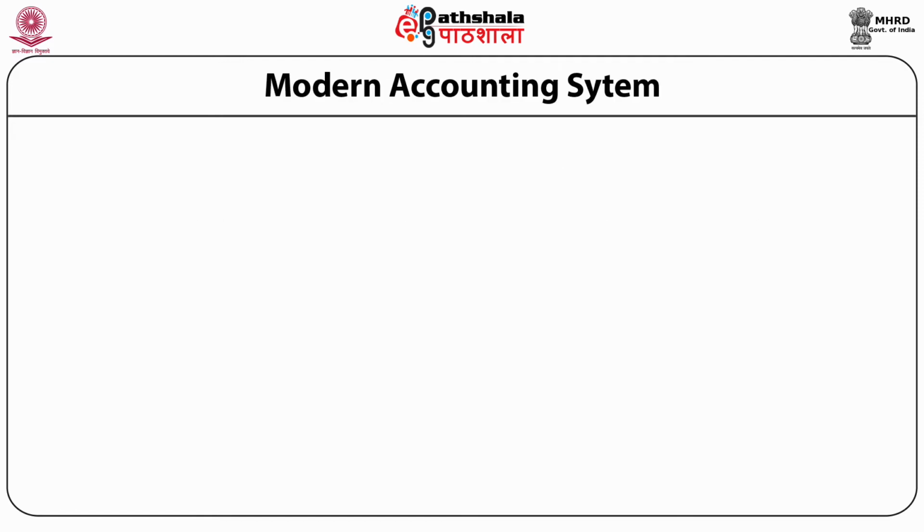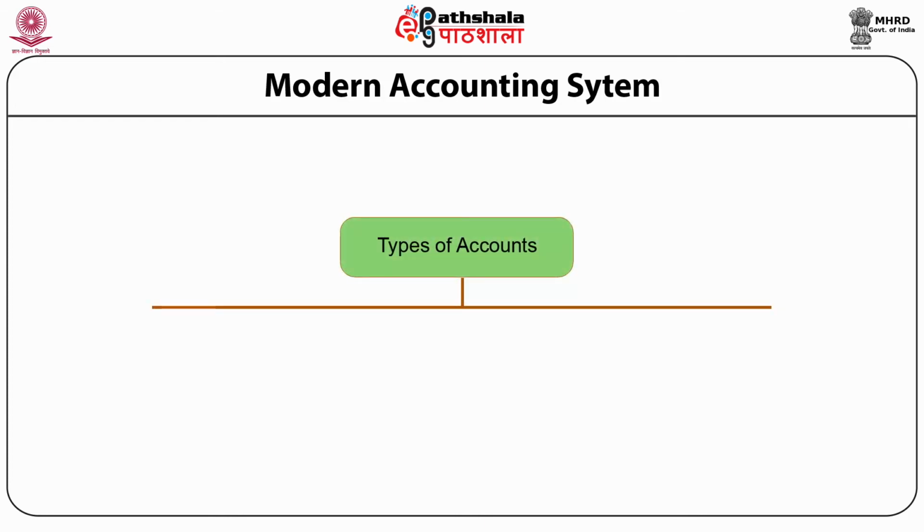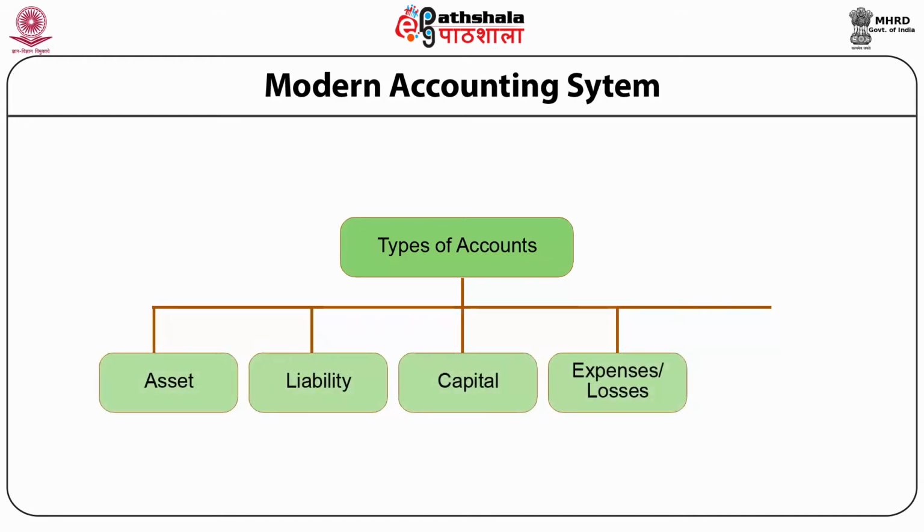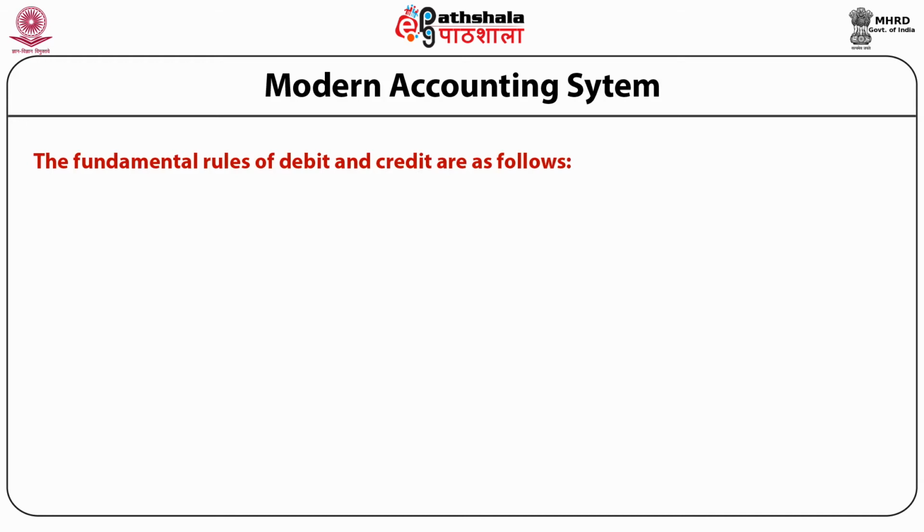The accounting equation is a statement which depicts the equality between the debits and credits. The rules are different for debit and credit on the basis of the nature of the account. Therefore, the accounts are classified into 5 categories under the accounting equation approach or modern approach. Here, types of accounts are of following types: assets, liability, capital, expenses or losses, and revenue or gain. The fundamental rules of debit and credit are as follows.